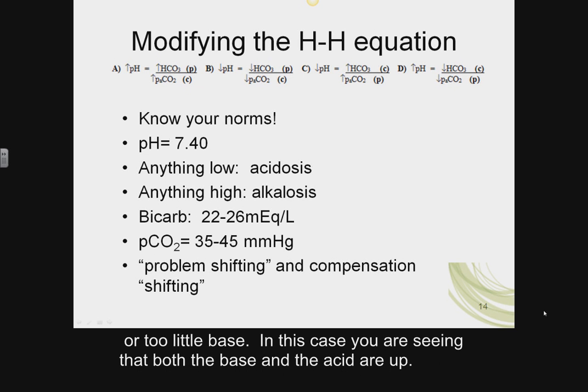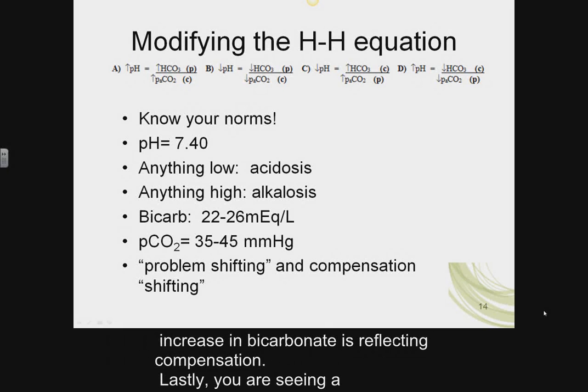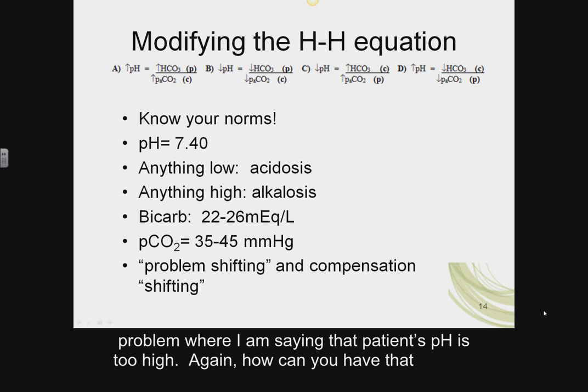In part C, you are seeing low pH, lower than normal. And how can we have that? Too much acid or too little base? In this case, you are seeing that both the base and the acid are up. Only one can be the problem. Only one fits the diagnosis. Too much acid. That means the increase in bicarbonate is reflecting compensation.